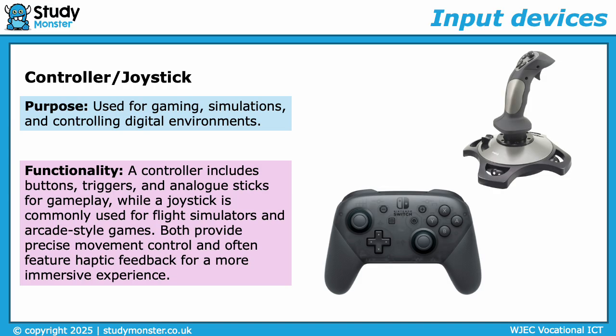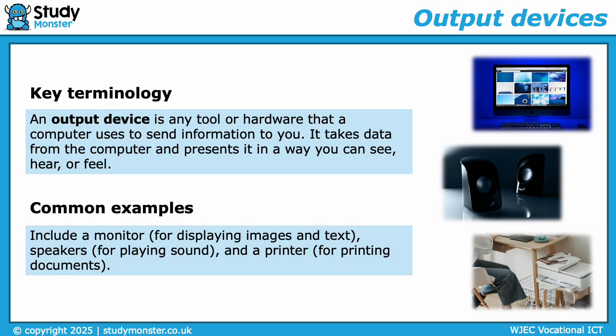Controllers and joysticks, pretty self-explanatory, used for gaming, controlling digital environments. You're pressing buttons. It's got analog sticks, direction pads, all sorts of different things. Both provide precision movement control and often feature feedback, so you can get haptic feedback. So if you get hit in a game, there'll be a rumble pack inside the joypad, so you can feel that feedback from the game itself.